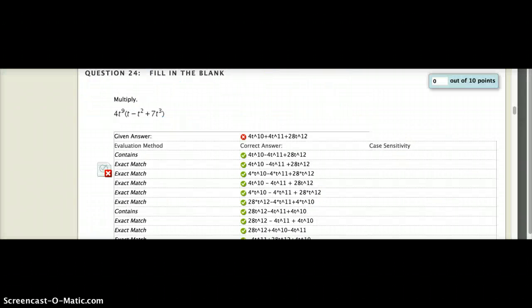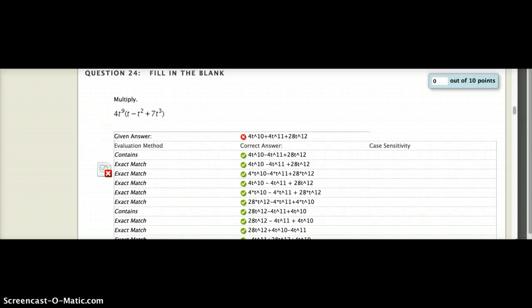Alright, now we're going to look at question 24. So this one, we have 4t to the 9 times t minus t squared plus 7t cubed. 4t to the 9 times t minus t squared plus 7t cubed.